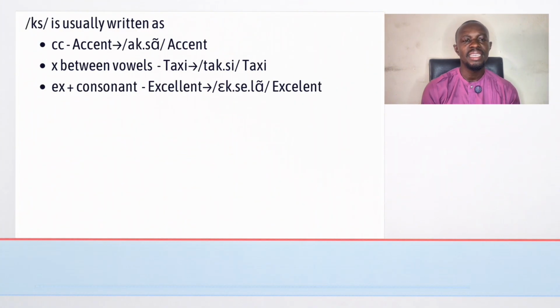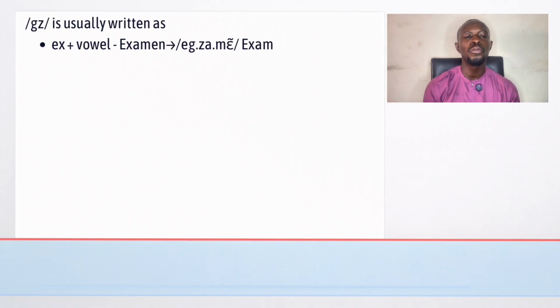It's usually written, anywhere you see double C, we call it accent. That's where we have accent aigu ou bien accent grave. Now, anywhere you see X between two vowels, it gives us this sound. You can find it in taxi, or EX plus a consonant. Then you find it in excellent. This sound is also often found in, for instance, examen. So this one, just like it's written, you have to master, examen.